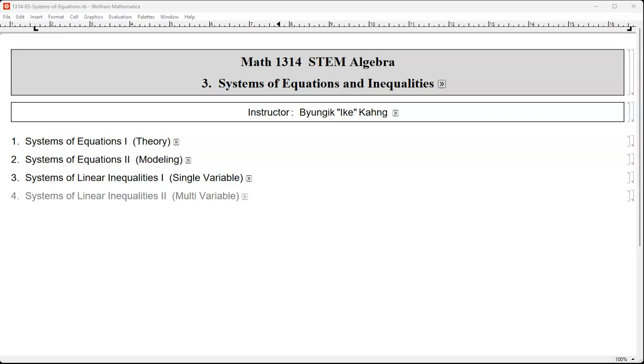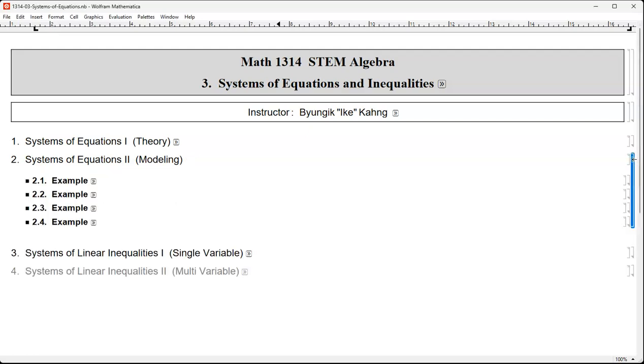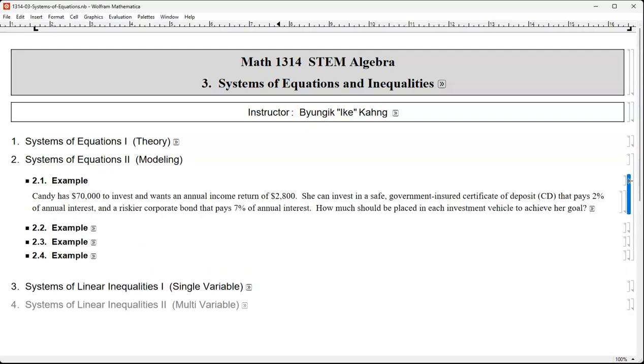Let's go to section 2. Here we're going to do a bunch of modeling problems. Here's the first example problem. Stop the playback and read through. What do you get? And try to set up the problem.